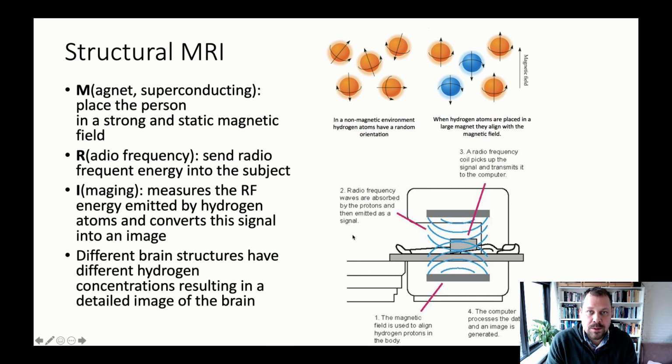What is nice about this method is that different brain structures have different hydrogen concentrations. So this means that a tissue type that has more hydrogen atoms actually absorbs more energy, and it will take longer for this tissue to go back to the original state and release this energy. And this difference in hydrogen concentrations is something that we can image with the MRI scanner.